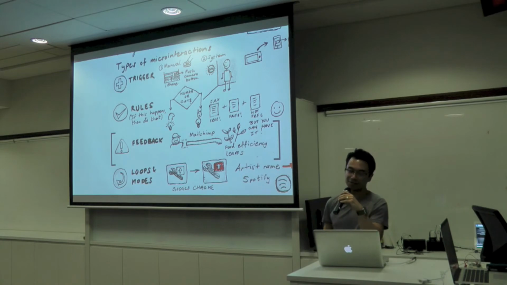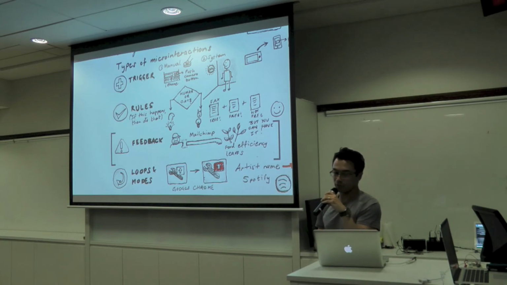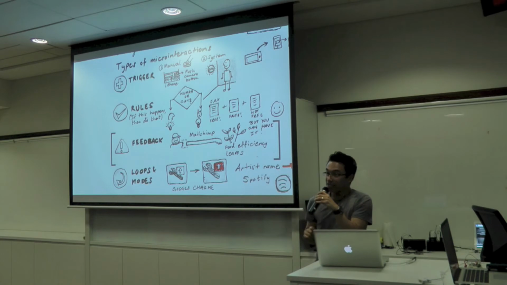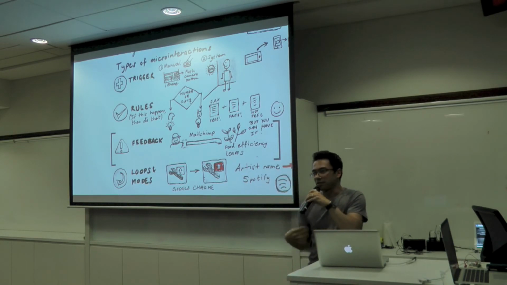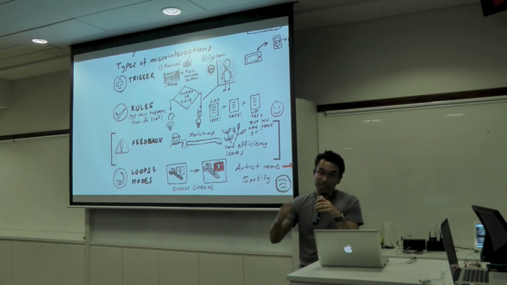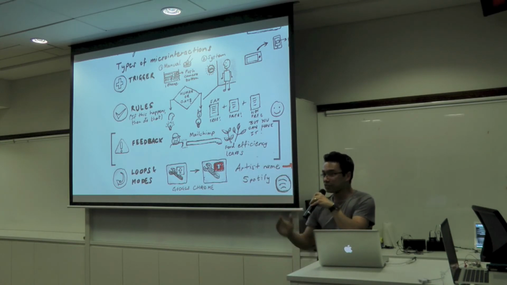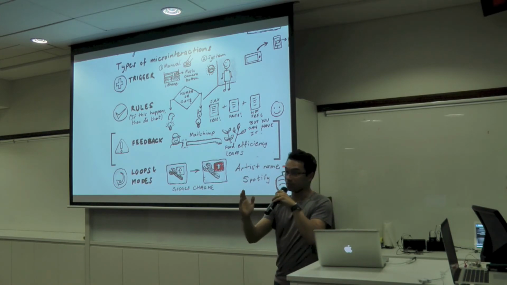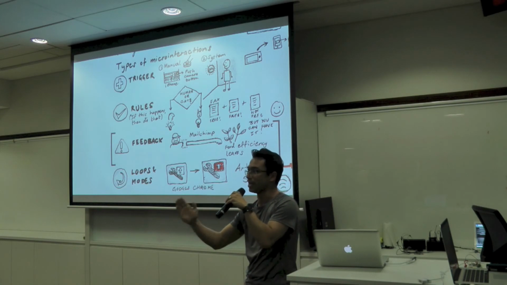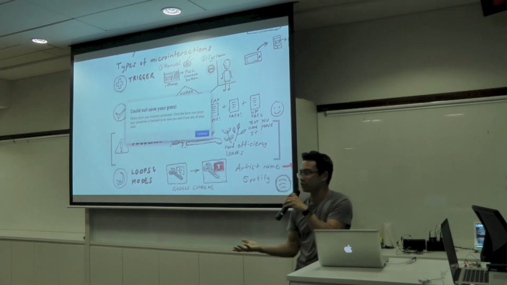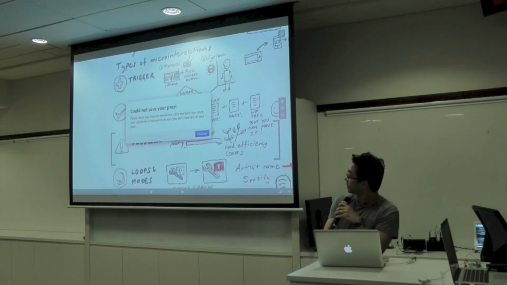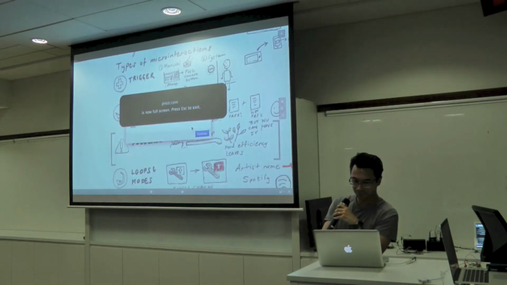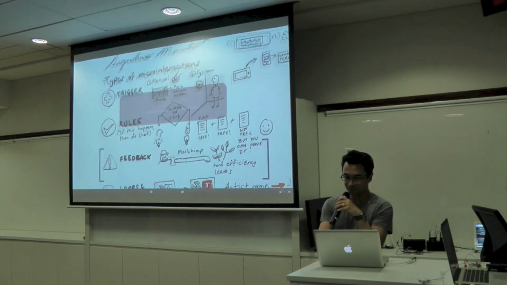Loops and modes, again, is an example from Google Chrome, where when there's an update available, it shows you a little arrow on the settings button. But if you just let it go and forget about it, after a few days or a week, the color of that arrow slowly starts to change from green to brown to red, like something rotting, which indicates to the user that something needs to be done.